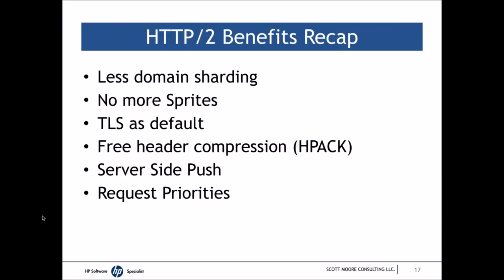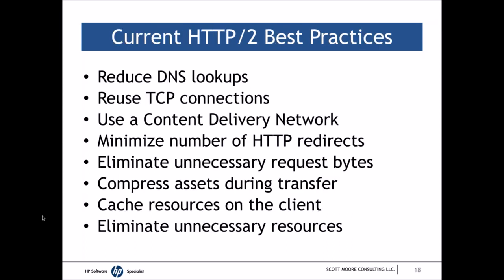So to recap what I said: less domain sharding, no more sprites. It's probably, in my opinion, the best way to go, but some people would probably argue not always. You're getting security as a default. You're getting free compression out of this. And you also get these algorithms for server-side push and request priorities. So to me, those are really good reasons from a performance engineering standpoint to expect that your web application can vastly improve if you follow through with changing it over and adopting some of these best practices.